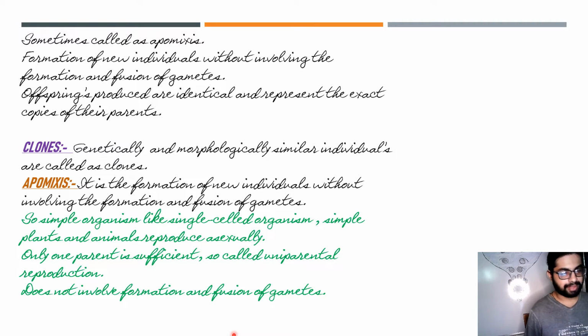Gametes means male germ cell and female germ cell. Male germ cell sperm, female germ cell ovum. So in this mode of reproduction, no gametic fusion happens to form zygote. That is, a single parent is involved in this mode of reproduction, and sperms and ovums are not required, no sexual partner is involved. Now how it happens, let me explain.